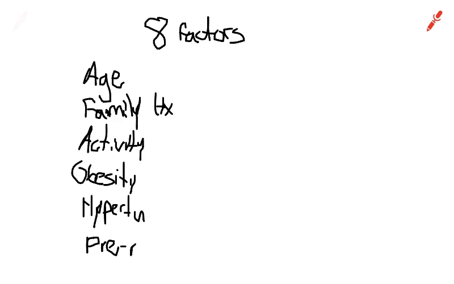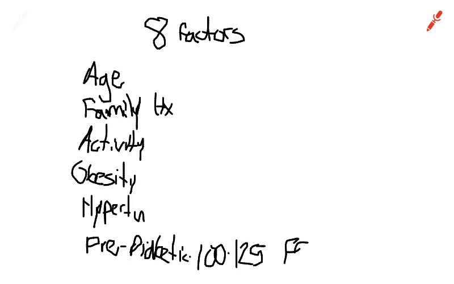Pre-diabetic. Another thing about pre-diabetic is you have a glucose test, the fasting glucose test. It's mostly called FG, fasting glucose, or IFG, between 100 and 125. There's also another pre-diabetic test called the oral glucose tolerance test, or OGTT.